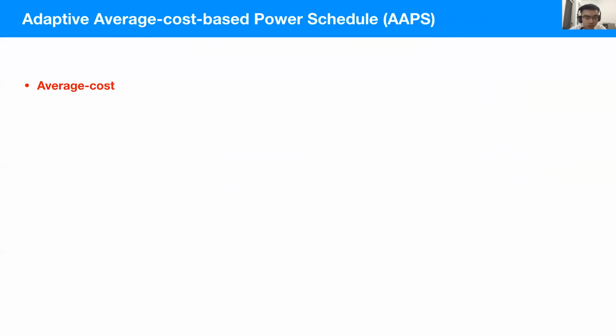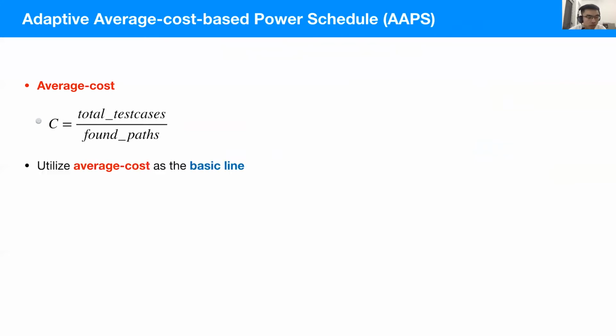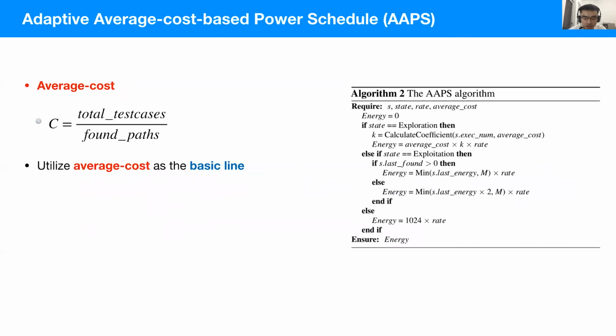Second, the power schedule. We define a crucial concept, average cost. This is the average number of generated test cases to find the path. We use the average cost as a baseline for assigning energy. This is a detailed algorithm. There are three important principles.